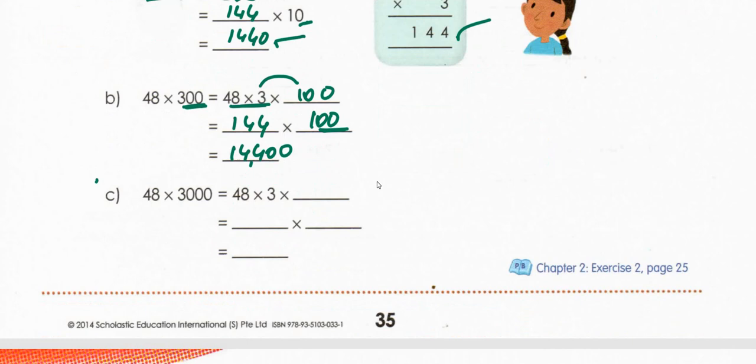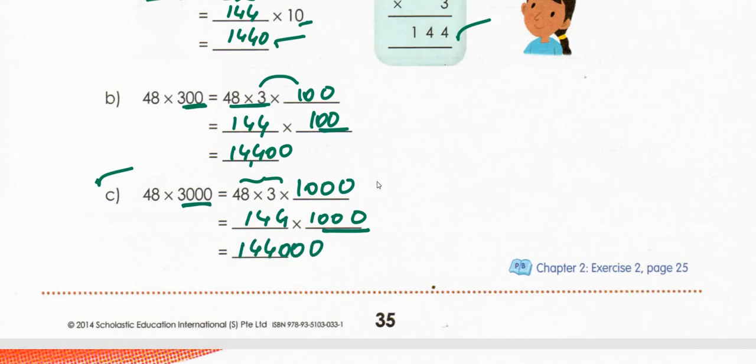Then see 48 into 3000. You split this 3000. 3 into 1000 is 3000. Now 48 into 3 how much? 144, and into 1000. So you have 3 zeros. Keep 3 zeros beside this number. It becomes this much, that is 1,44,000.